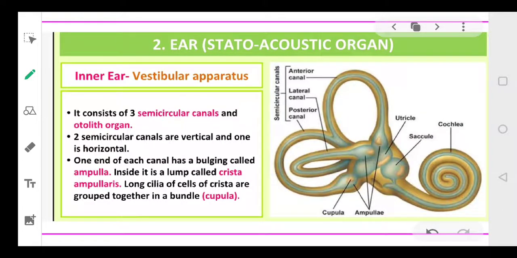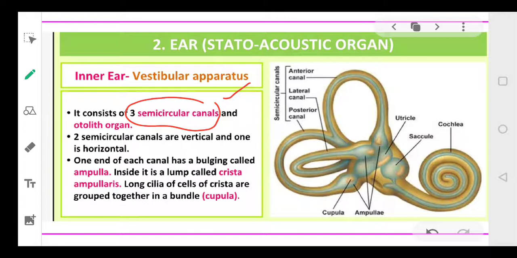Now coming to the second part of the inner ear, that is called the vestibular apparatus. So one is your cochlea, present. In the cochlea you have 3 canals: scala media, tympani, right? Scala vestibuli. Now the second organ is your vestibular apparatus. What do we call this organ? Vestibular apparatus. Now inside the vestibular apparatus also 3 semicircular canals are present.